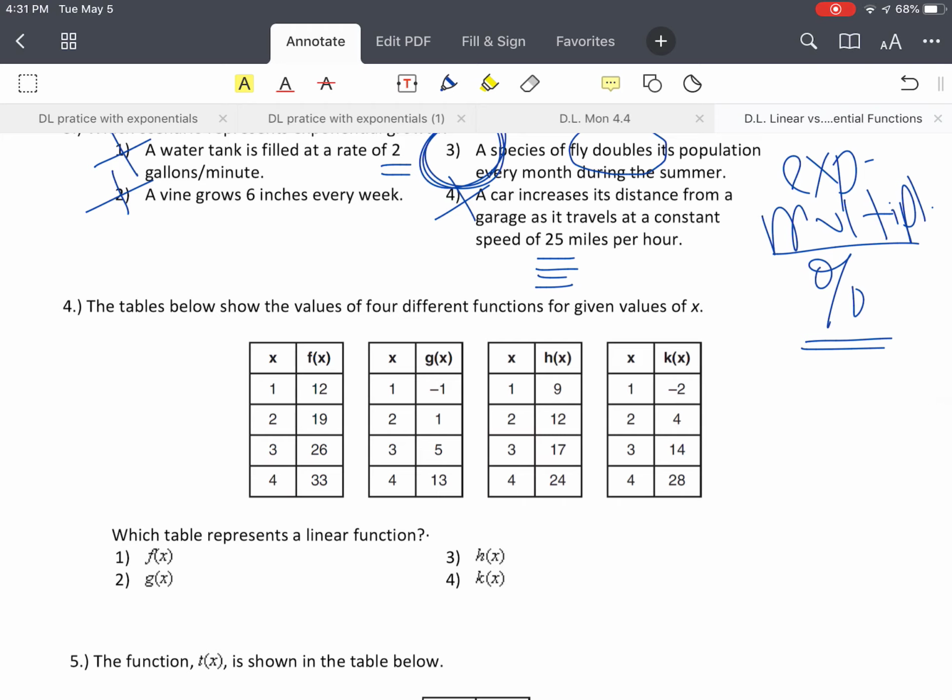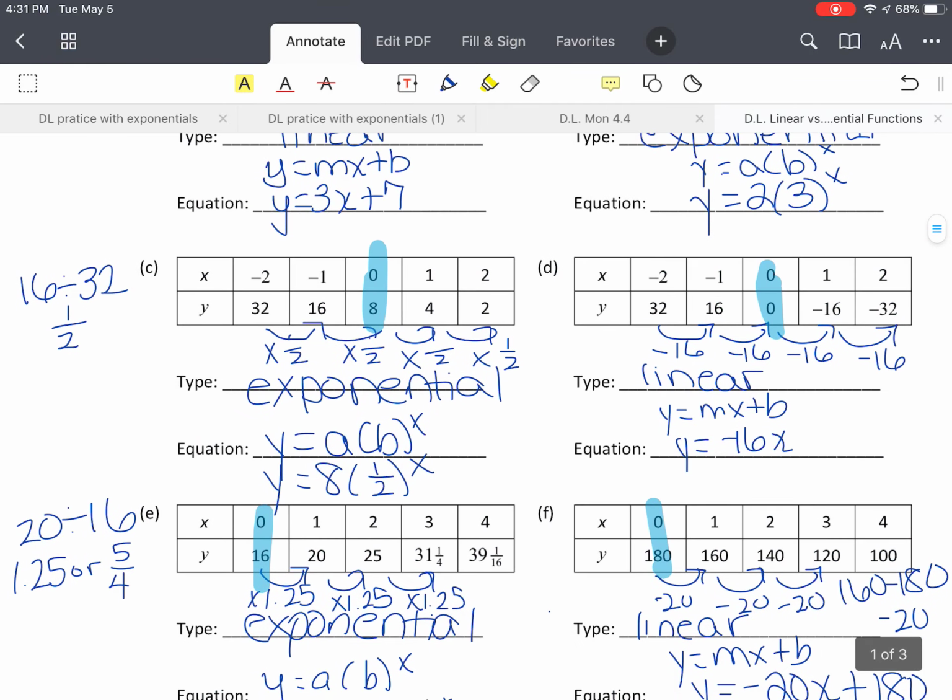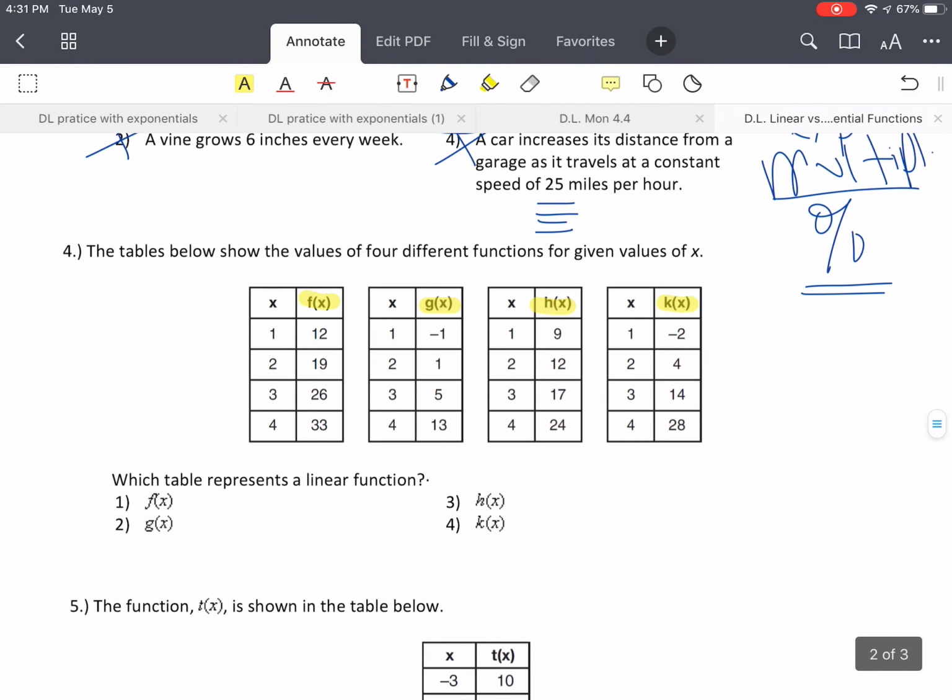Okay. The table below shows the value of 4 different functions for given values of x. So we have 4 tables. Notice what happens a lot is they'll give you different letters. So f of x, g of x, h of x, and k of x. And we want to know which is linear. So to decide which is linear, I need to look at the y's. Remember when we did up top, we were looking at the y's and seeing which get added by a certain amount. So which one am I adding the same amount every time?